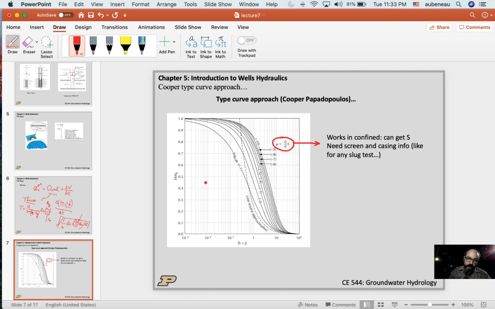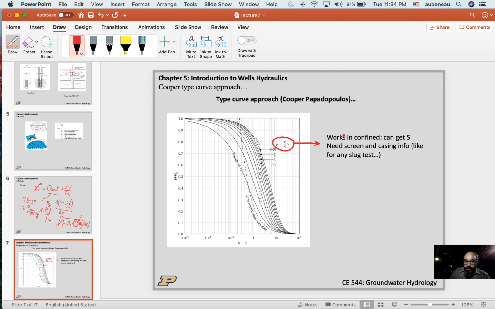On the y is the ratio of heads, right? So 1 is at the very beginning. We start at 1, and then it drops by 10%, 20%, 70% after some time. So here on the x-axis is time, and then for that family of curves, you can see now those ratios of radii. Again, RS here is the screen radius, and RC is the casing radius, right? So ratios of R squares, and here you can see the advantage: you get storativity out of this.